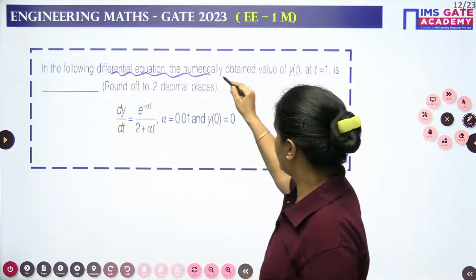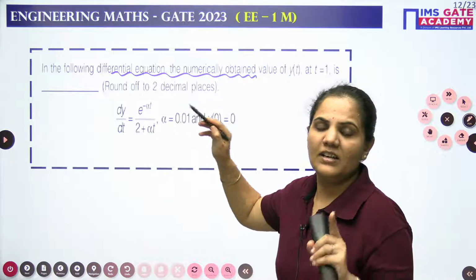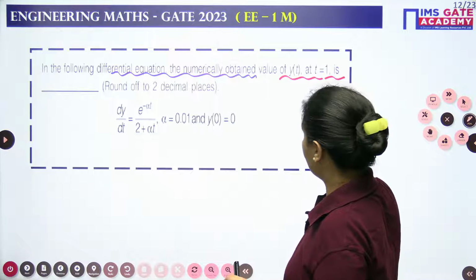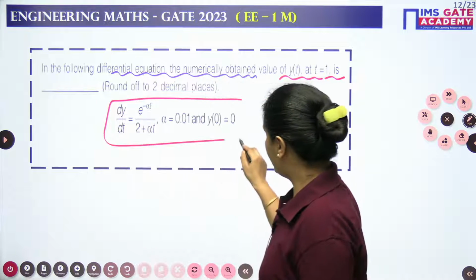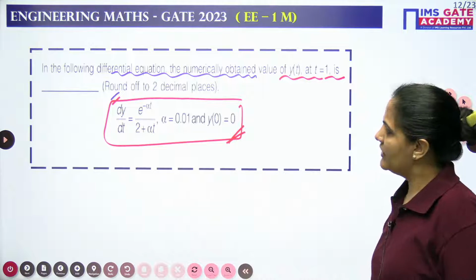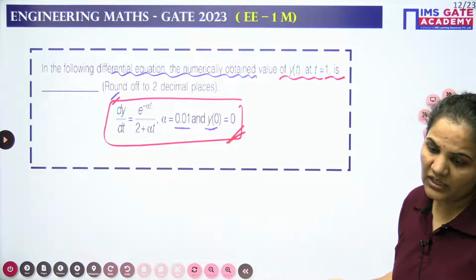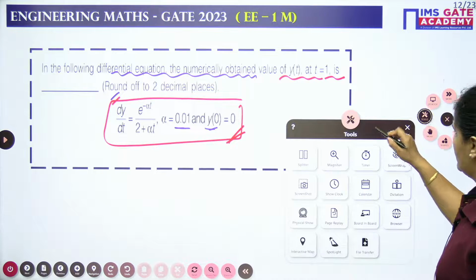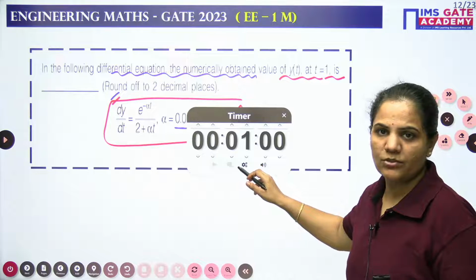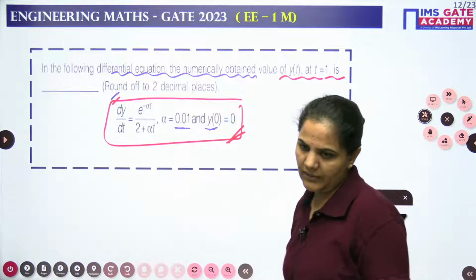So in the following differential equation, the numerically obtained value. So this is the numerical solution of a differential equation, which means we can solve this question by numerical methods. The value of y(t) at t equals 1, where dy/dt equals e to the power minus alpha t by 2 plus alpha t, where alpha equals 0.01 and y(0) equals 0. So the initial value is given to us in this question. We can solve the question by any of the numerical methods. So what is the method for solving a differential equation numerically? And then we will approach it.